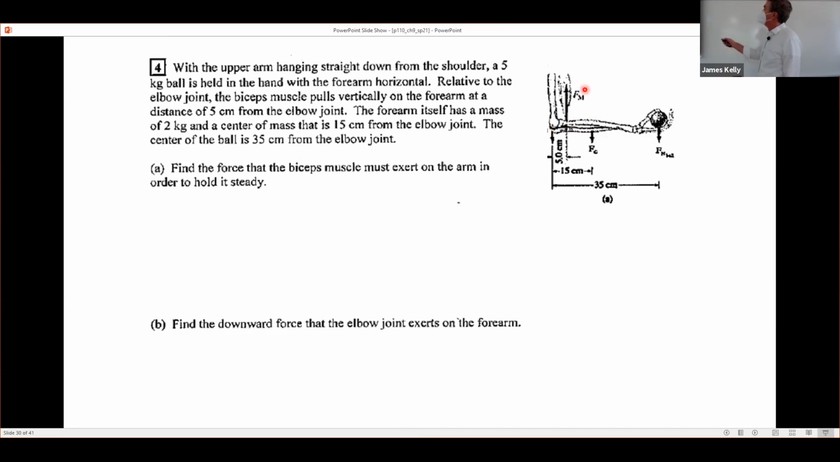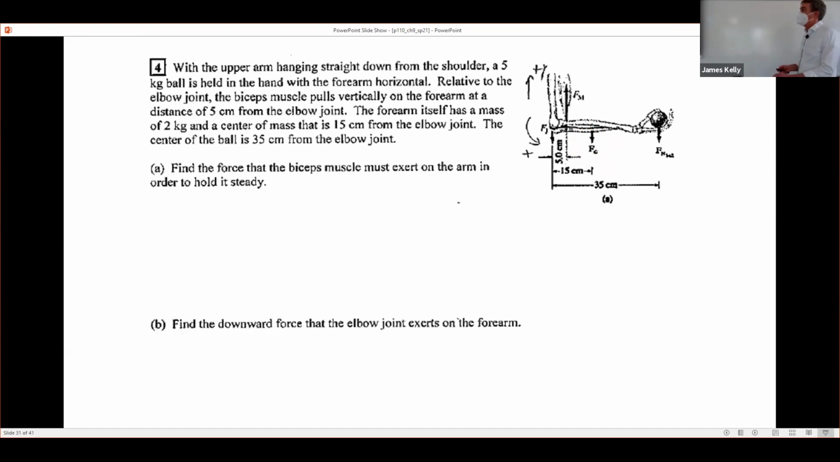The FM is the muscle force. I guess that's what the M is. I can't even see this subscript there, and I can't really see what that is. C, I don't know. Well, what is that subscript? But in any case, that's supposed to be the forearm mass, and it's located at the center of mass.